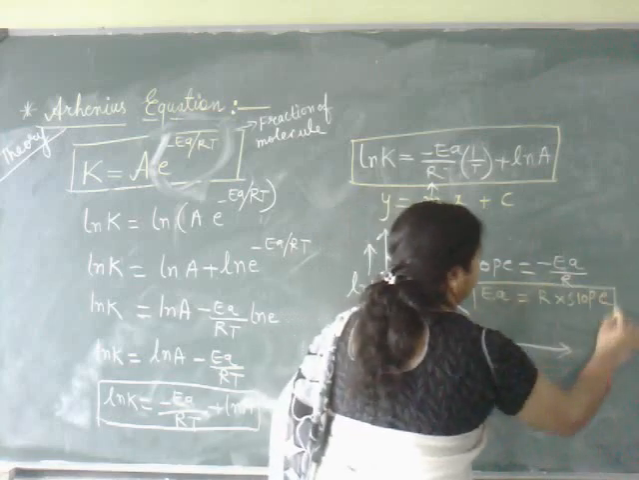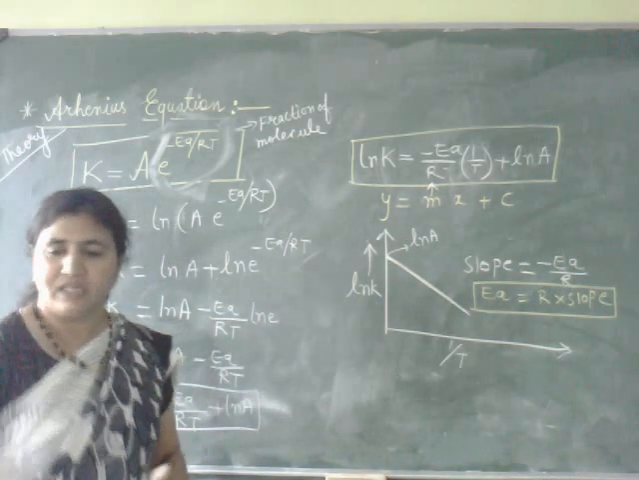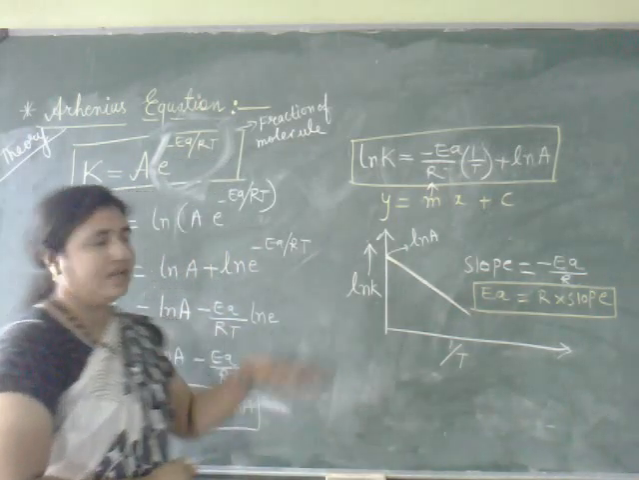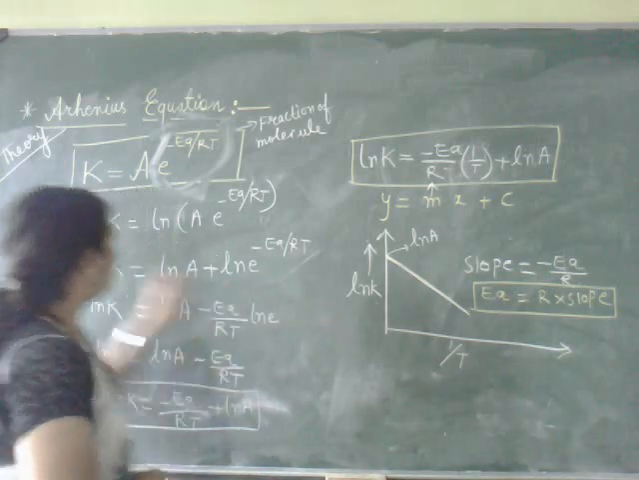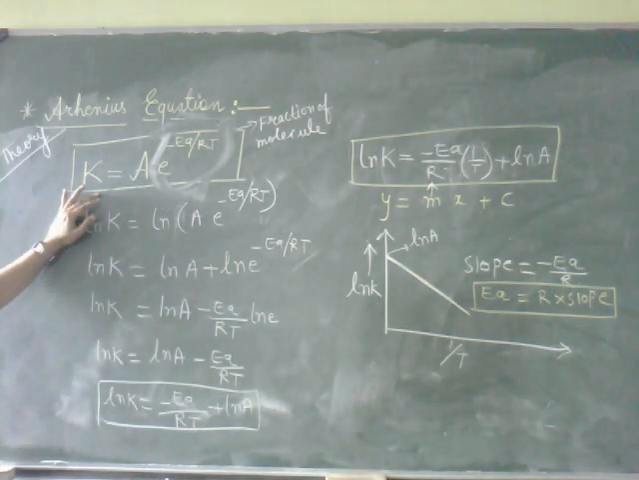So by using this one, we can find out the EA value by using this graph. This graph is given in the NCERT textbook for the Arrhenius equation. We just have to simplify here. So once again, see here, this is the Arrhenius equation.